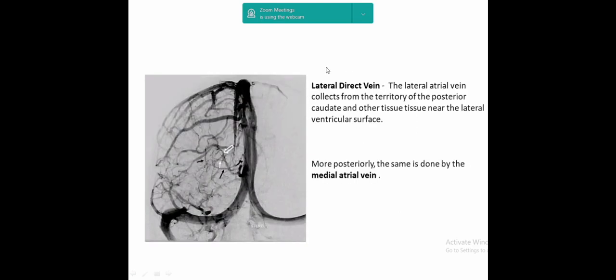And here we can see the lateral direct veins. The ones with the black arrow are the lateral direct veins, which collect from the territory of the posterior caudate and near the lateral ventricular surface, whereas the ones pointed out by the white arrows are the medial atrial veins, which drain a little more posteriorly and medially.